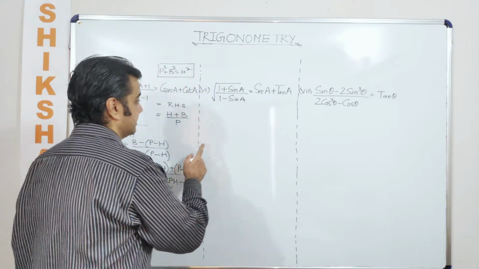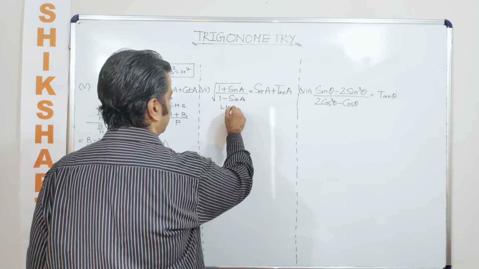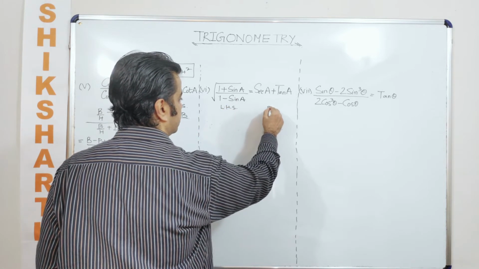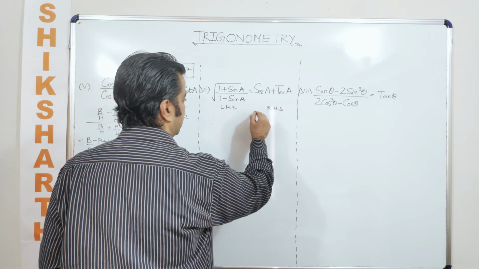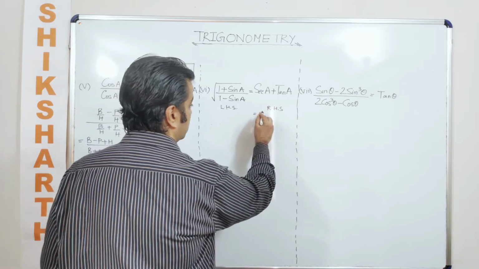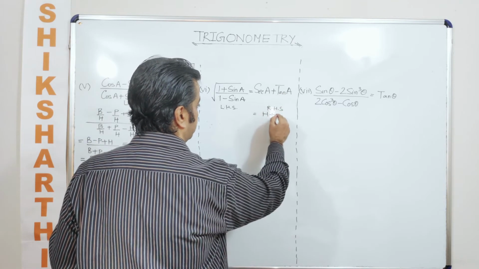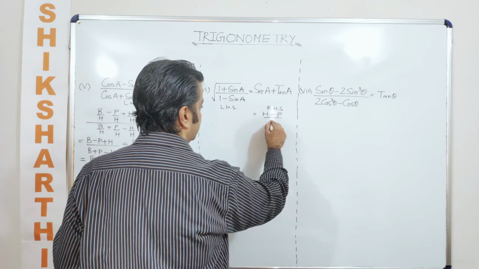Talking about question number 6. Let's start off with the lesser. So this is LHS and this is RHS. Talking about the RHS now, sec is reciprocal of cos. So can I say this becomes hypotenuse upon base, and this is perpendicular upon base. So you just need to prove this.